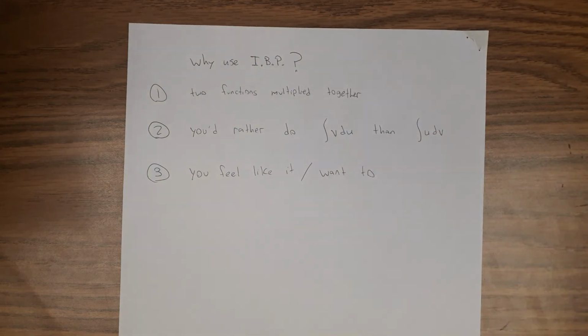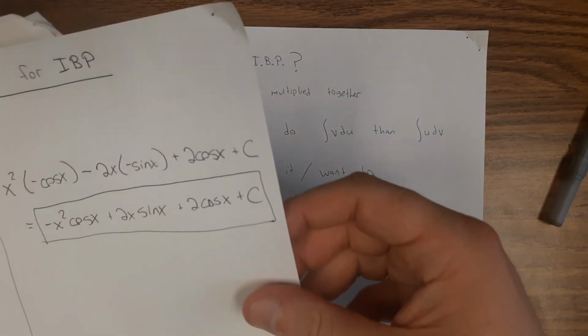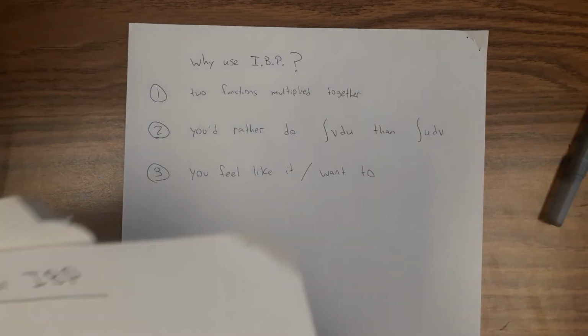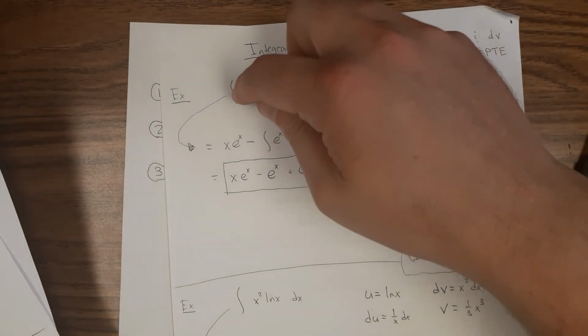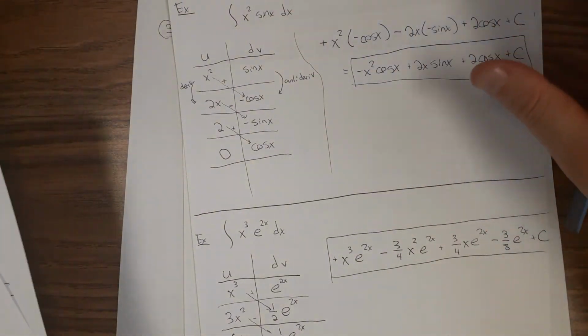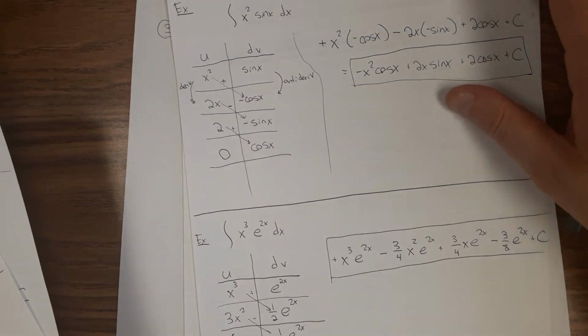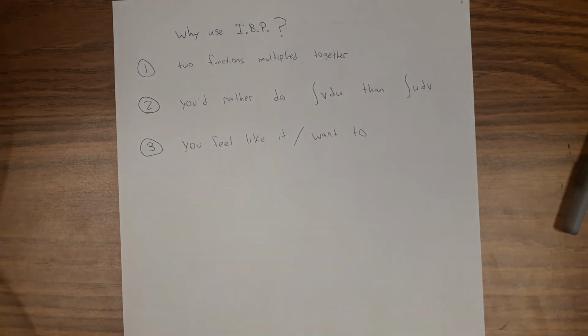So how do you get a hunch that maybe you should use integration by parts? In general, when you see two functions multiplied together, that's kind of a good idea. Just look at all of these things we did. We had x times e to the x. We had x squared times natural log. We had x squared times sine. We had x cubed times e to the 2x. There's a lot of multiplying functions by other functions, and that can be a hint to use integration by parts.